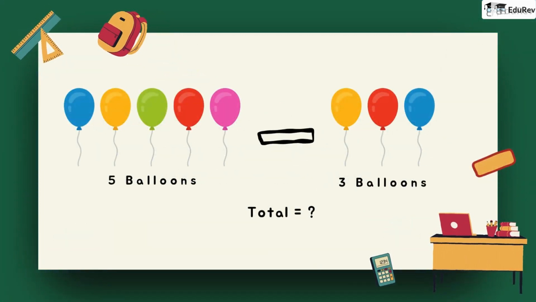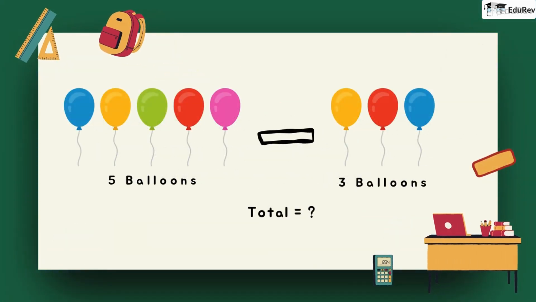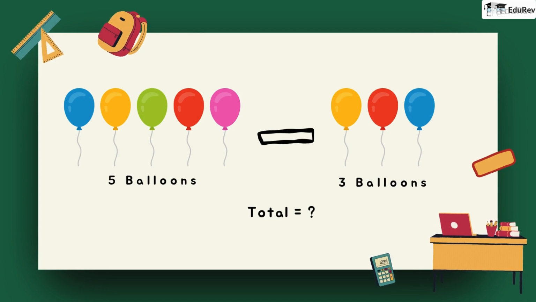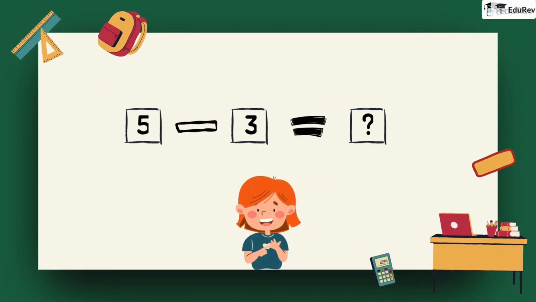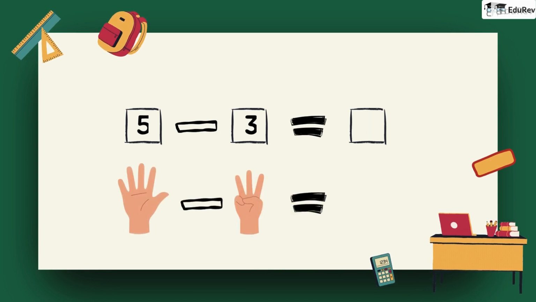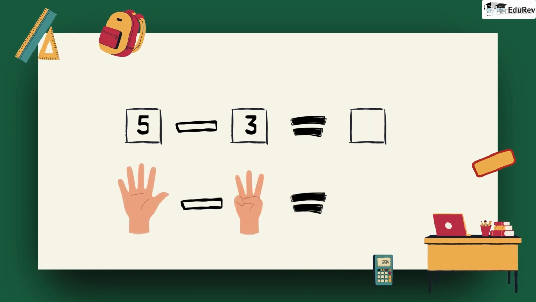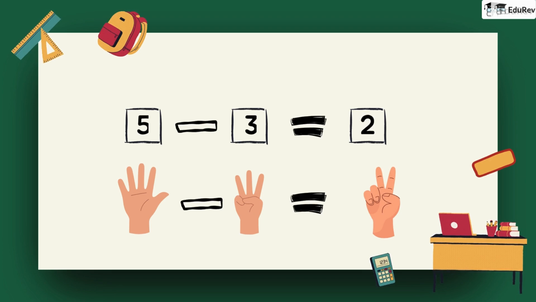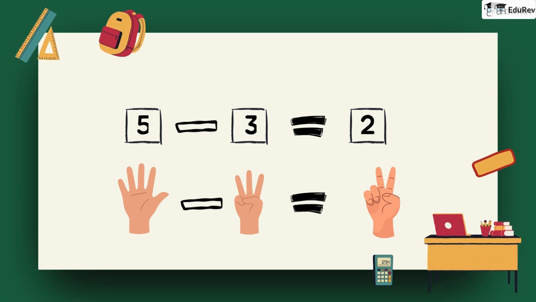So, 5 balloons minus 3 balloons will be equal to how many balloons? Or 5 minus 3 will be equal to how much? Let's say we have 5 standing fingers and we subtract 3 fingers from it. We will be left with 2 fingers.